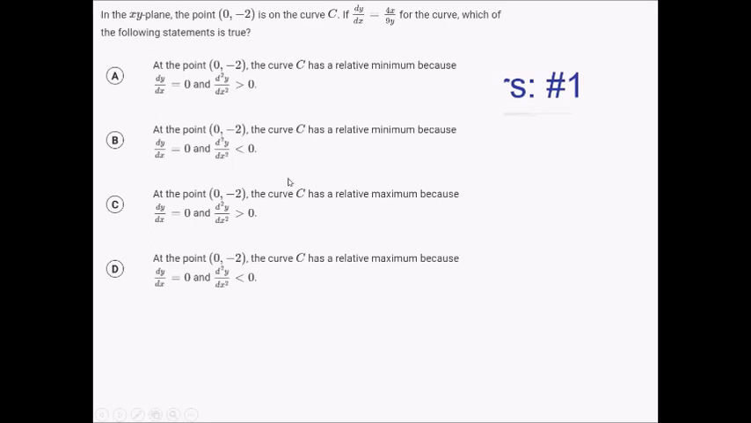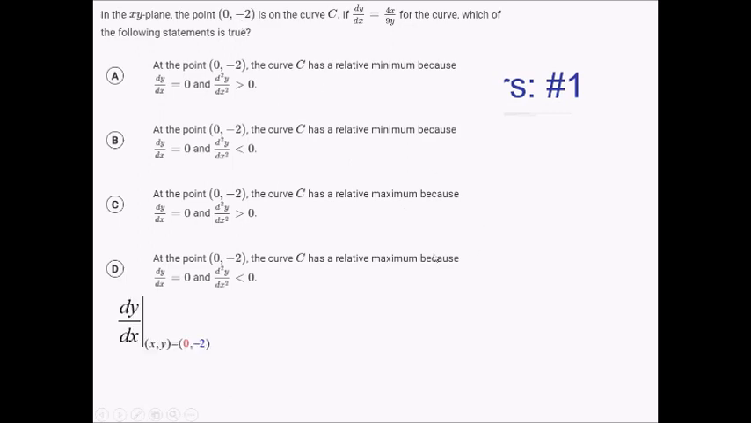But the real question is, do we have a min or a max, and is it because the second derivative is positive or negative? So we can definitely eliminate a few of these right off the bat. If you have a positive second derivative, that would give you a relative min. So this choice down here about having a relative max because the second derivative is positive, we can already cross that off. And this one here about having a relative min because the second derivative is negative, B, is also a bogus answer right off the bat. So it's really immediately down to A or D. So we need to figure out the second derivative and plug 0 and -2 into it to see if it comes out positive or negative.